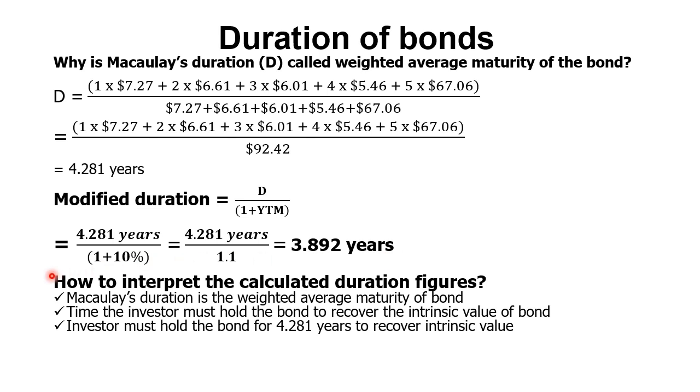So what do these numbers mean? How do we interpret the calculated duration figures? Macaulay's duration is the weighted average maturity of the bond. It gives the time the investor must hold the bond to recover the price paid for the bond. In the case of our bond, the investor must hold the bond for 4.281 years to recover the bond price calculated based on the discounted cash flow model.